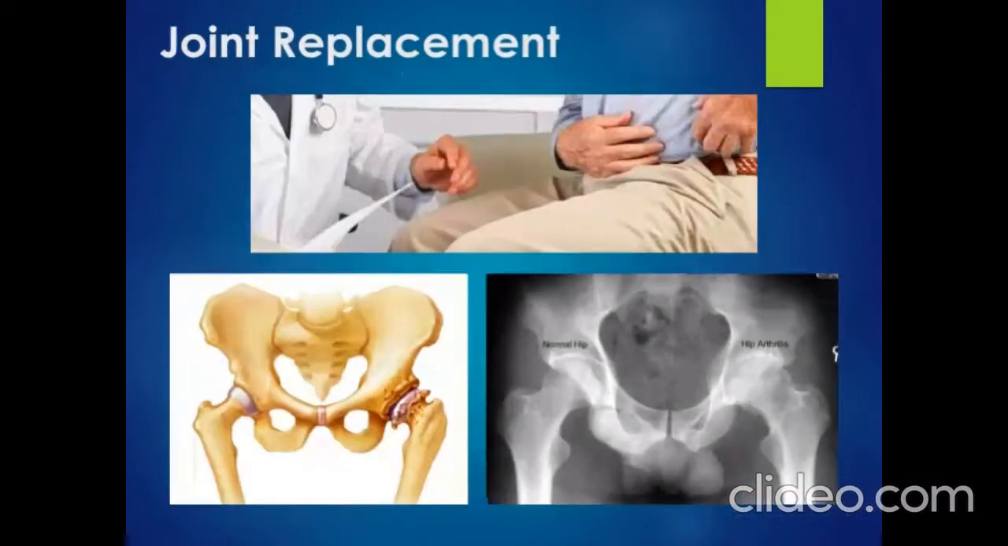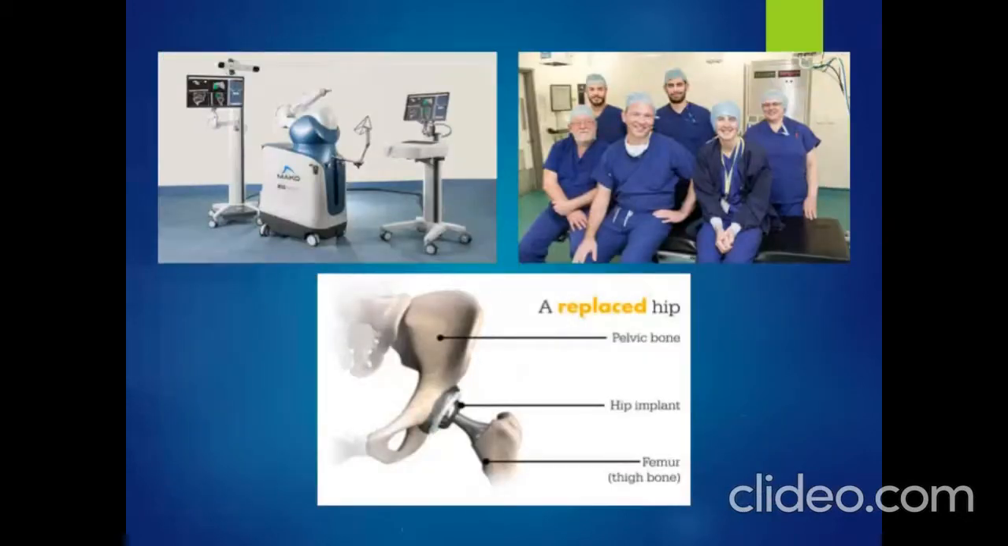Joint replacement is very well established. It's been around for a long time. Hip replacement treats classical groin pain. You can see on the image here a diagram of what arthritis looks like, and then an arthritic hip on an X-ray. It takes quite a lot of team effort to replace a hip.